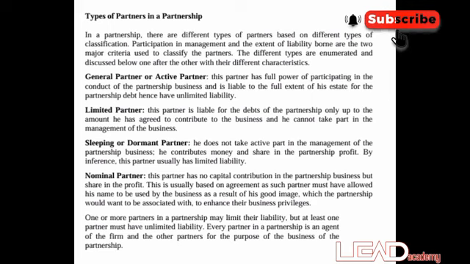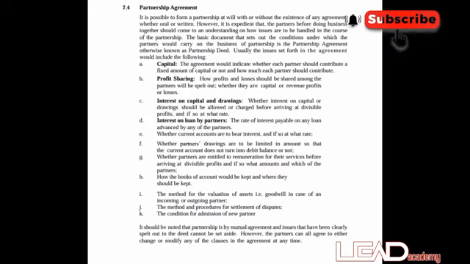We have the sleeping or dormant partner. A sleeping or dormant partner only contributes his resources to the business. He does not take active part in the business. Now we have the nominal partner. A nominal partner only contributes his name. It can be that the nominal partner has goodwill or is a famous person or a person of high esteem in the society. So he or she contributes his name in order to increase the sales or the public recognition of the business.